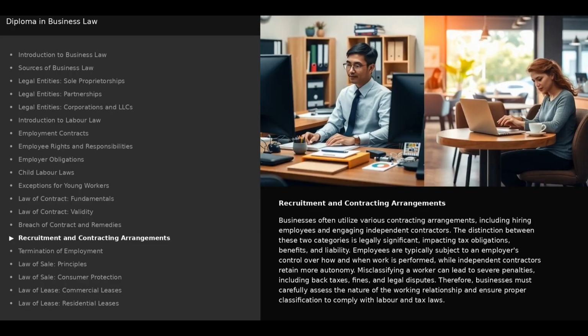Businesses often utilize various contracting arrangements, including hiring employees and engaging independent contractors. The distinction between these two categories is legally significant, impacting tax obligations, benefits, and liability. Employees are typically subject to an employer's control over how and when work is performed, while independent contractors retain more autonomy. Misclassifying a worker can lead to severe penalties, including back taxes, fines, and legal disputes. Therefore, businesses must carefully assess the nature of the working relationship and ensure proper classification to comply with labor and tax laws.